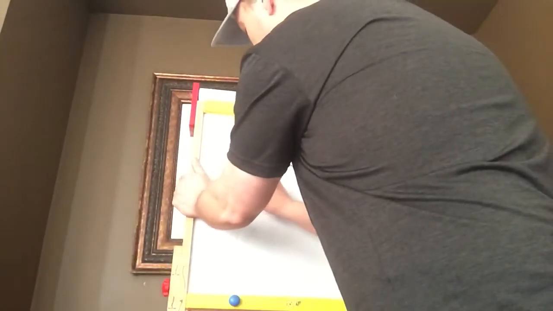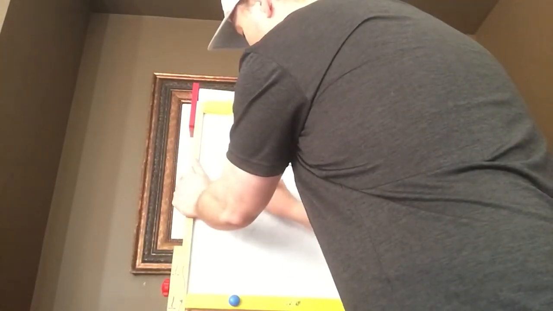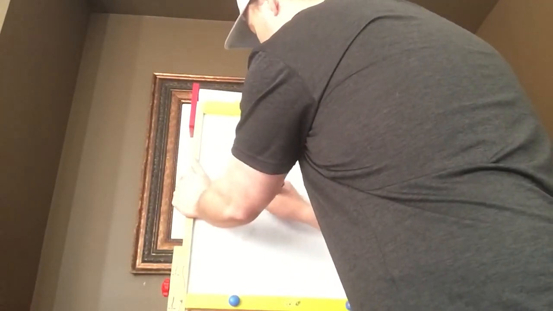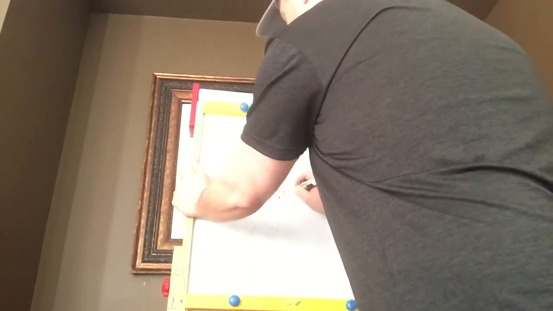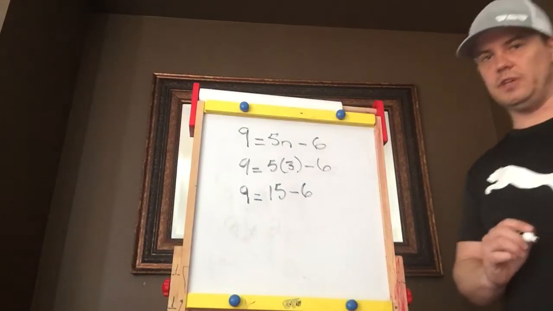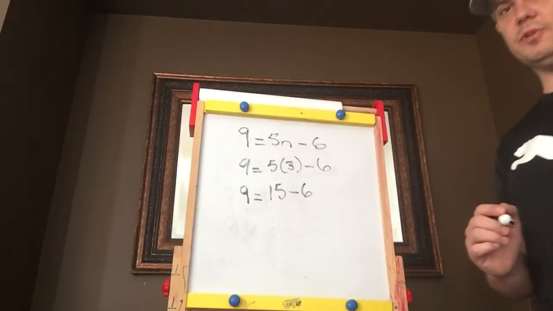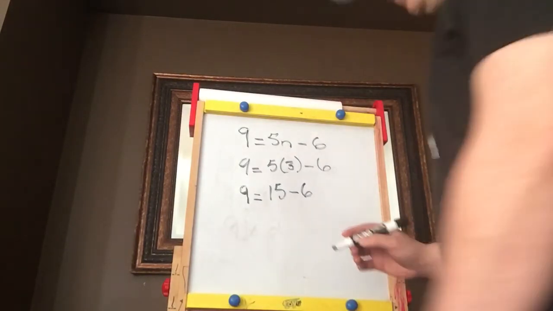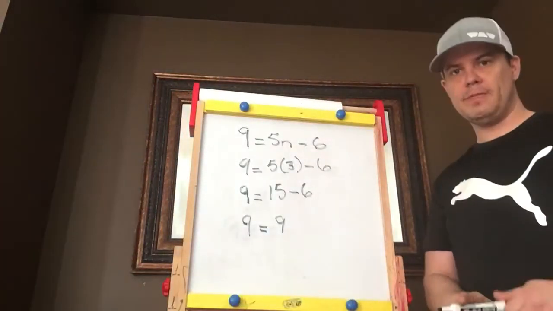And 5 times 3 is 15. And we still have a subtract 6 there. So we've done the one step. Now we end up with 15 subtract 6. And 15 subtract 6 is 9. Okay?